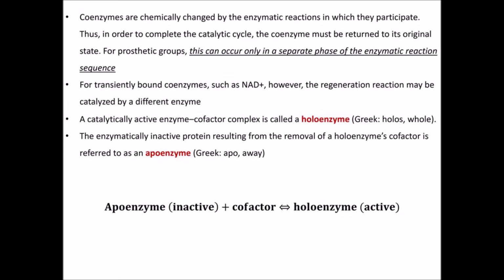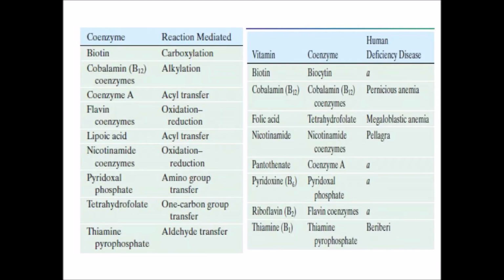The enzymatically inactive protein resulting from the removal of a holoenzyme's cofactor is referred to as an apoenzyme. Apoenzyme, that is inactive, plus cofactor gives holoenzyme. That means the enzyme will become active. Here are some examples of coenzymes and the reactions catalyzed by them. Then vitamin coenzymes and human deficiency diseases are shown.